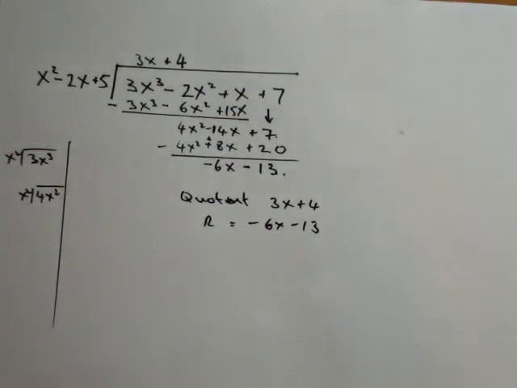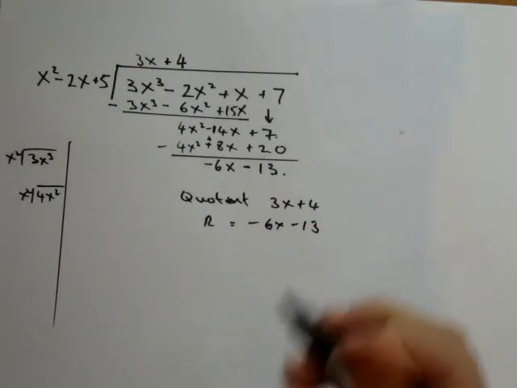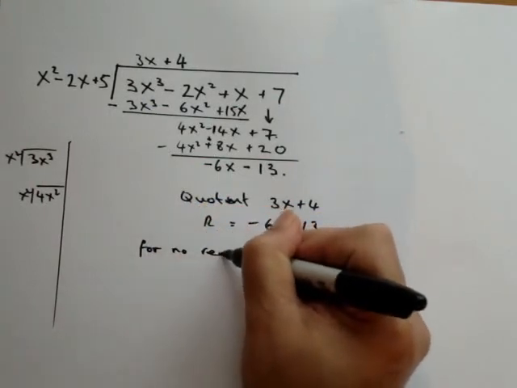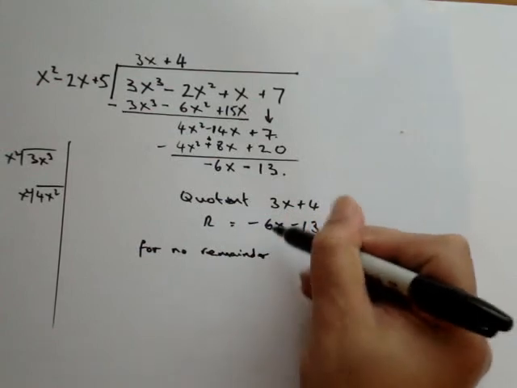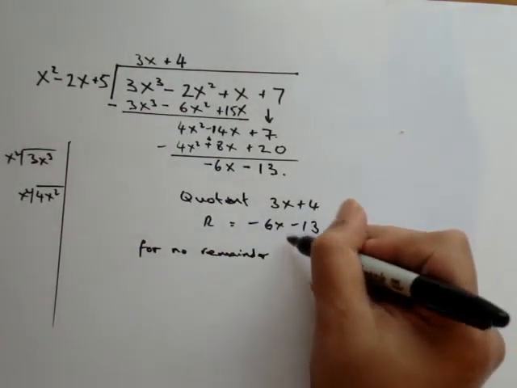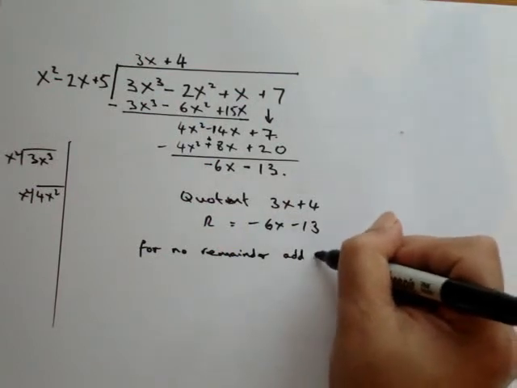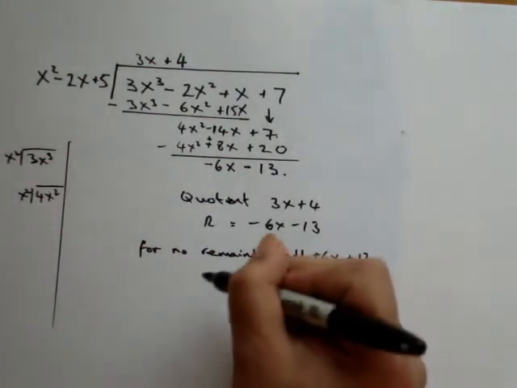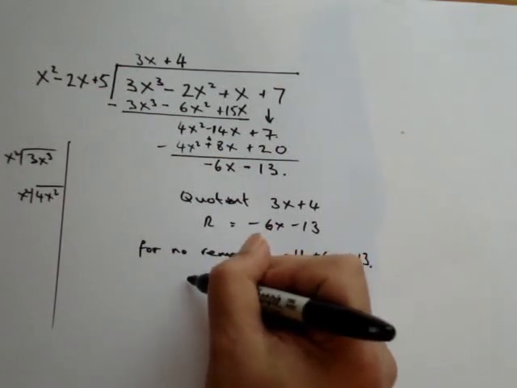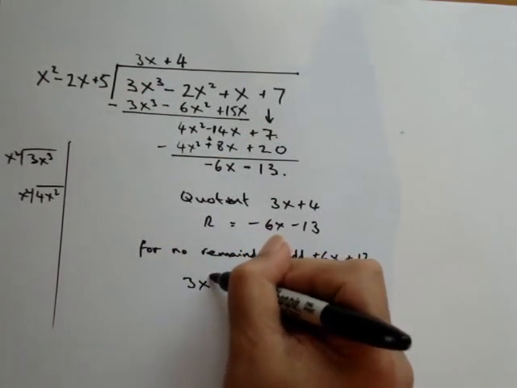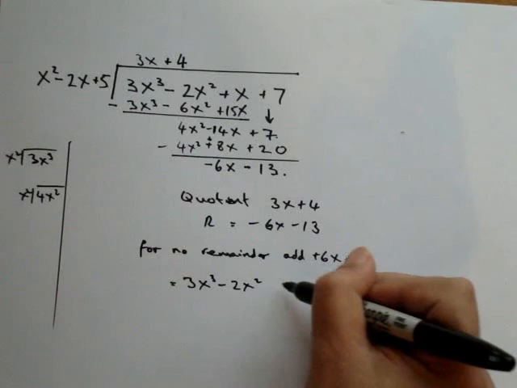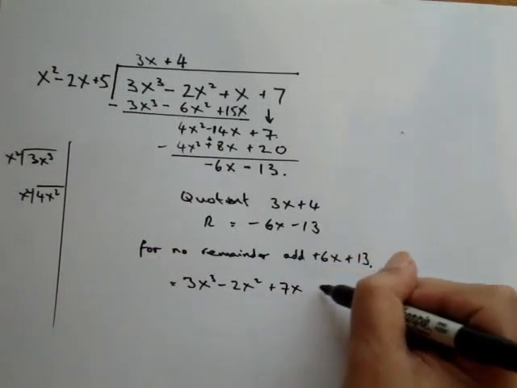If the question asks how we would get no remainder, for no remainder we would have to add plus 6x plus 13. So our new polynomial would be 3x cubed minus 2x squared plus 7x plus 20.